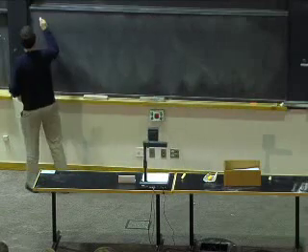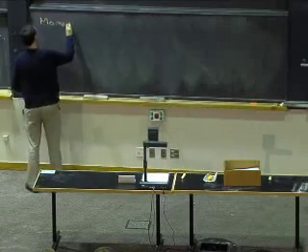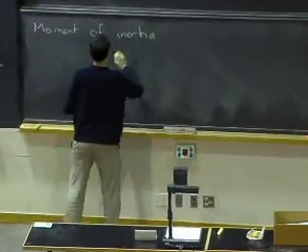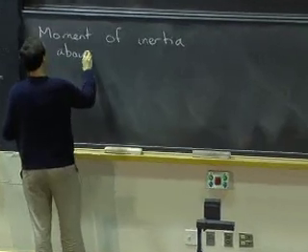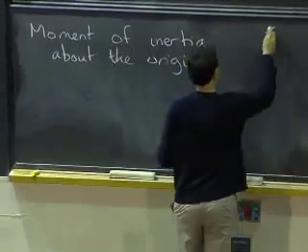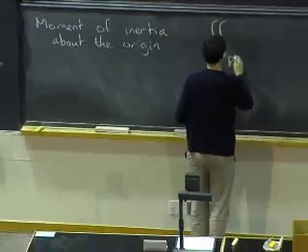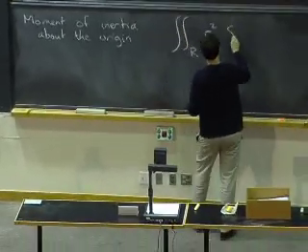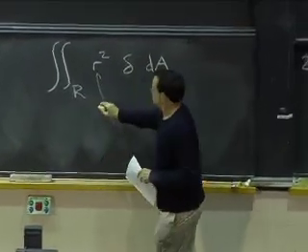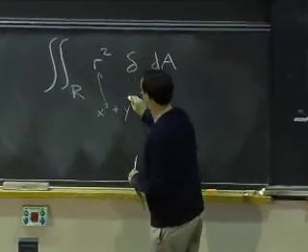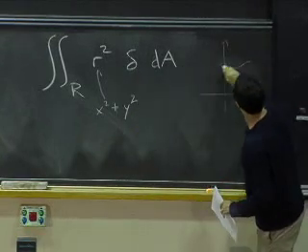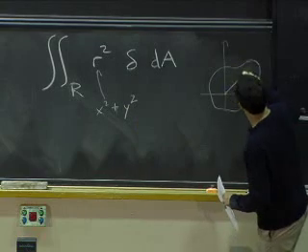Okay, so the final formula for the moment of inertia about the origin is the double integral over the region of r squared times density dA. Or if you prefer, if you're going to do it in xy coordinates, of course, r squared becomes x squared plus y squared. It's the square of the distance from the origin.